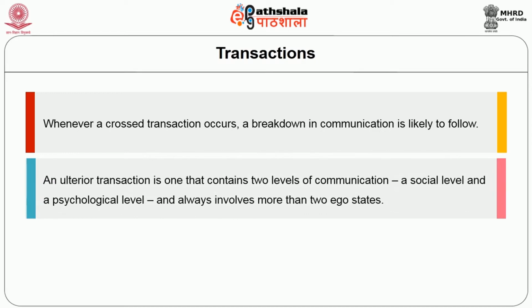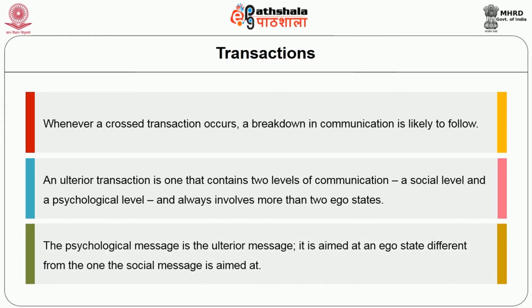An ulterior transaction is one that contains two levels of communication, a social level and a psychological level, and always involves more than two ego states. The psychological message is the ulterior message. It is aimed at an ego state different from the one the social message is aimed at.